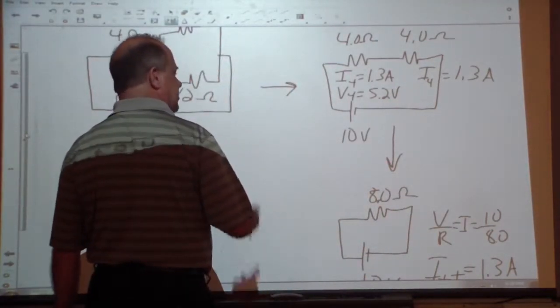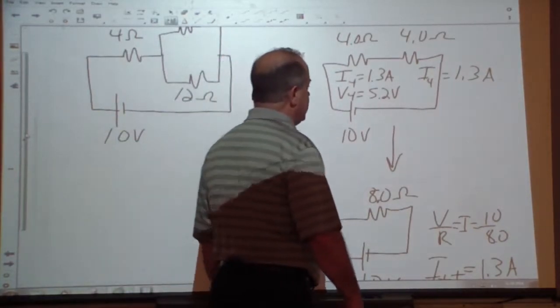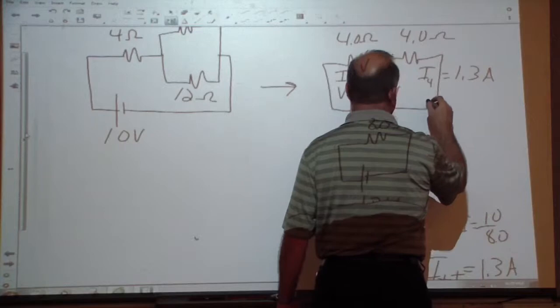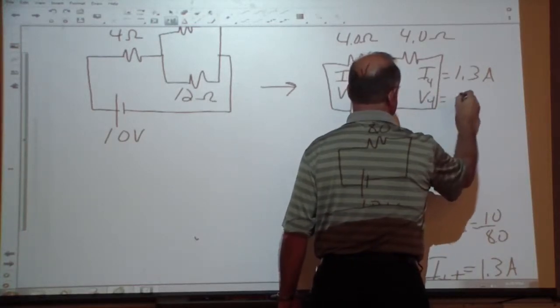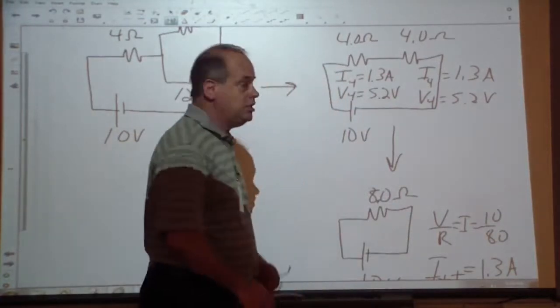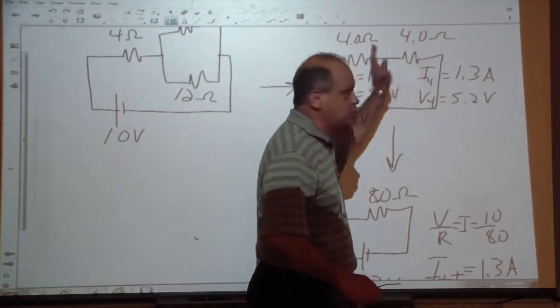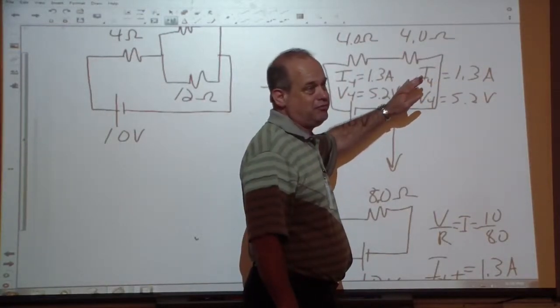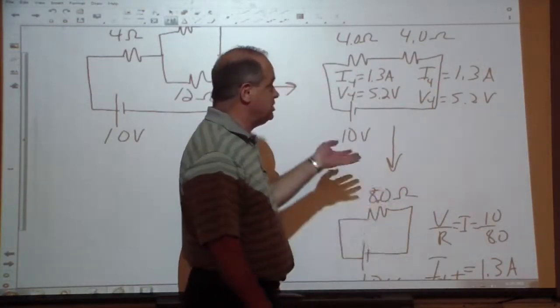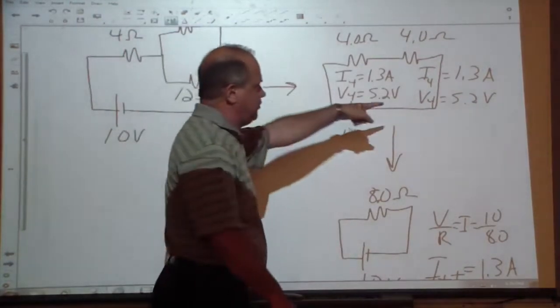I knew it was going to come off bad, but that's the way it is. This is 5.2 volts too. This should add up to what? You're dropping voltage as you go around. 10 volts in, 10 volts out as you go around, right? It goes to 10.4. The rounding really messed it up, but it's not wrong. All right. So both of these have 5.2 volts then, don't they?